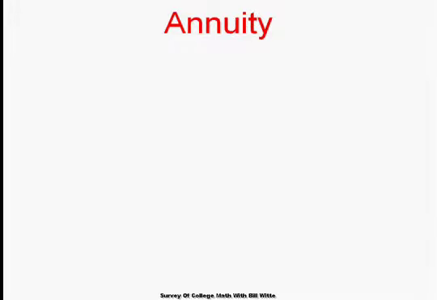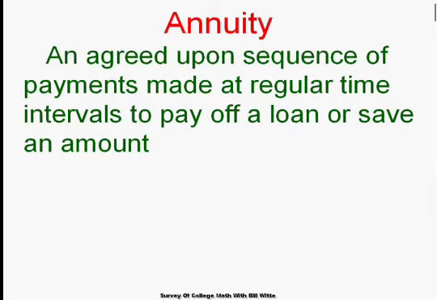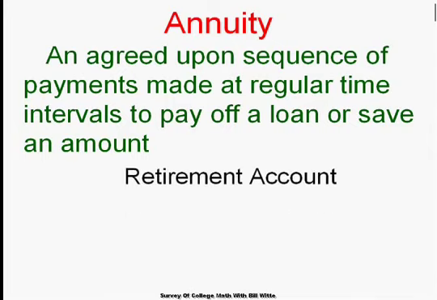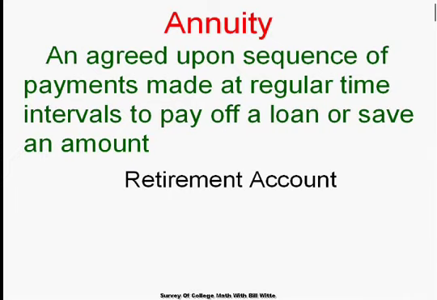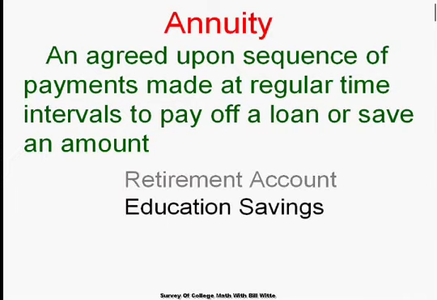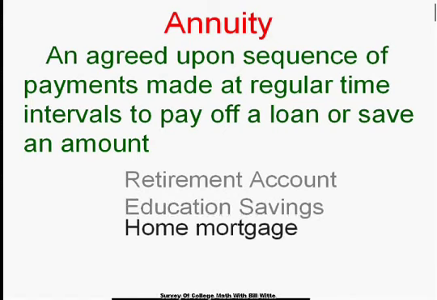You hear this fancy word, annuity. An annuity is a regular payment, an agreed upon sequence of payments made at a regular time, like every month or something like that, either to pay off a loan, like your car payment that you make every month, or to save a certain amount. Save for retirement. People put an annuity into their retirement account. That's a regular payment. Or to save for education.